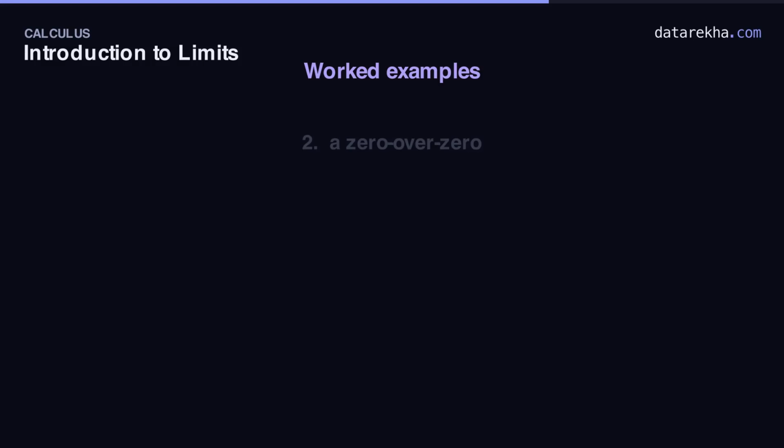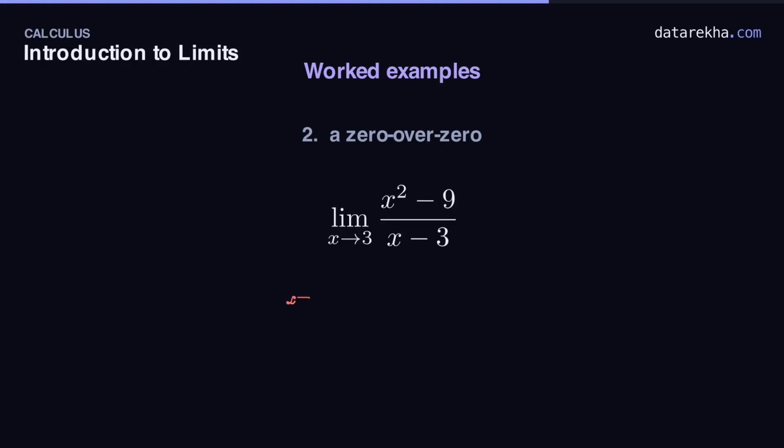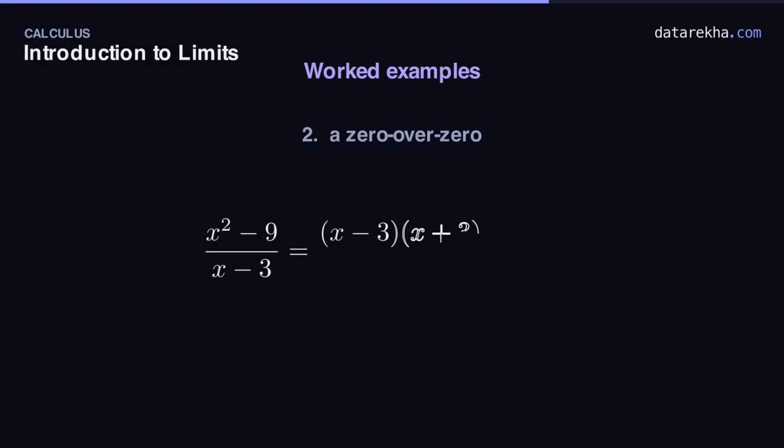Done. Second, a trap in disguise. The limit as x approaches 3 of (x squared minus 9) over (x minus 3). Substitute 3 and you get 0 over 0, the indeterminate form. But 0 over 0 doesn't mean no answer. It means do more work.